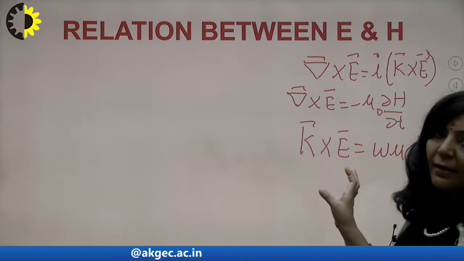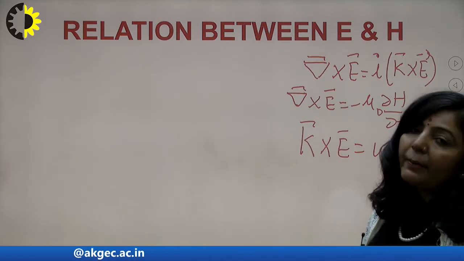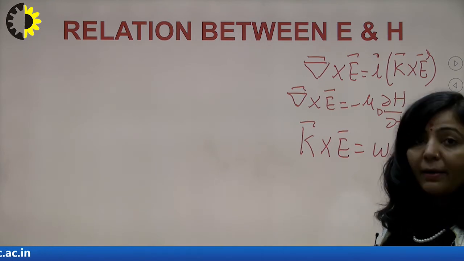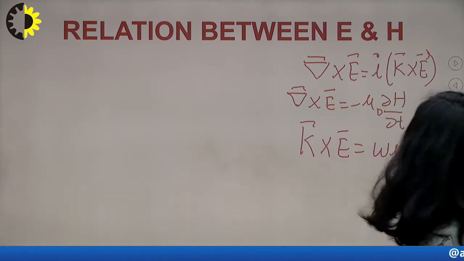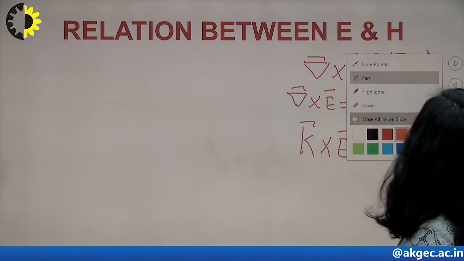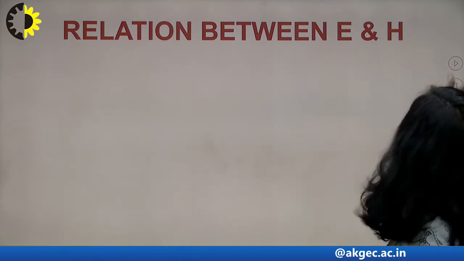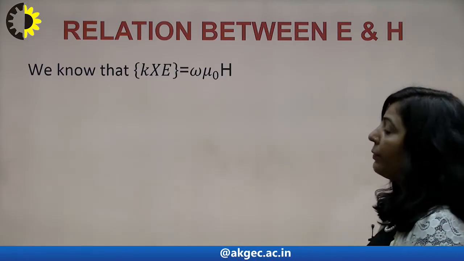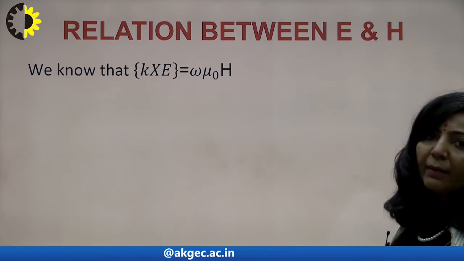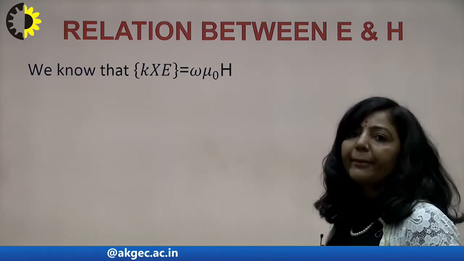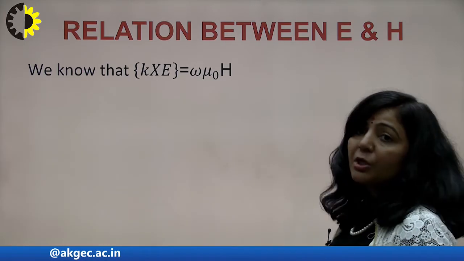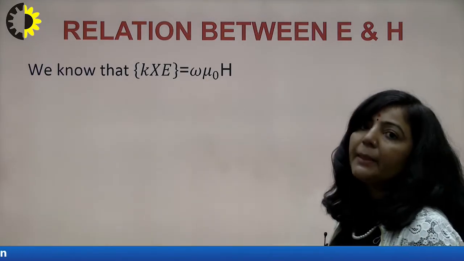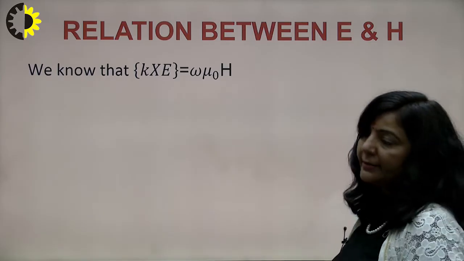Now we are taking the reference of this in order to derive the relationship between E and H. How you are going to derive that relationship, I will show in this particular slide. According to that Maxwell equation, k cross E is omega mu naught H. You know the meaning of each and every term here. k is the propagation vector, E is the electric field, omega is the angular frequency, mu naught is the permeability in free space, and H is the magnetic field.